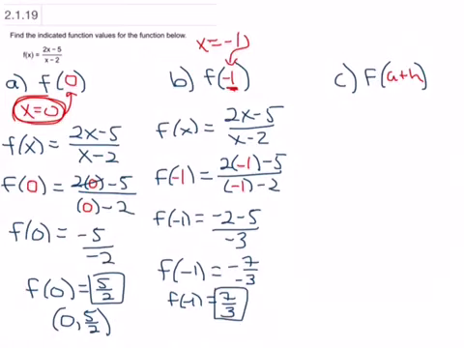So that's usually the answer. If you have to write it as an ordered pair, the x value that we plugged in was negative 1, and the y value that we got out was 7/3.